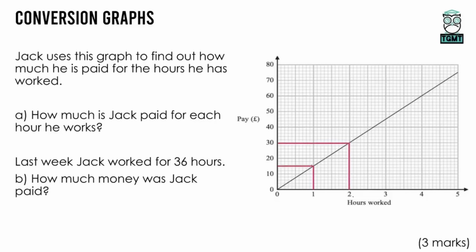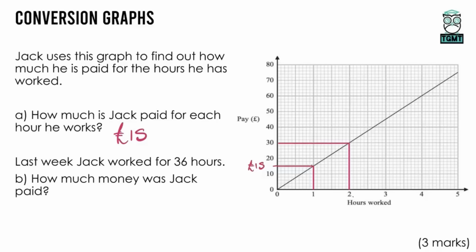It lands on 30. So it doesn't really matter which one you use, but we do get therefore £15 for 1 hour. So our final answer is £15. If you went for the 2 hours though, you could divide £30 by 2, again, which would get you to 15. Part B here says last week Jack worked for 36 hours. How much was Jack paid?